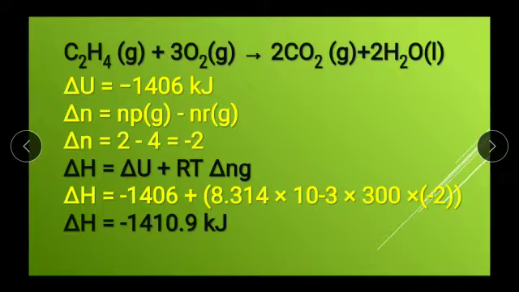So, del H equals del U plus RT del Ng. We get del H equals minus 1406 plus 8.314 into 10 to the minus 3 into T, which is 300, into del Ng, which is minus 2. All together we multiply, and we get the overall answer of del H equal to minus 1410.9.